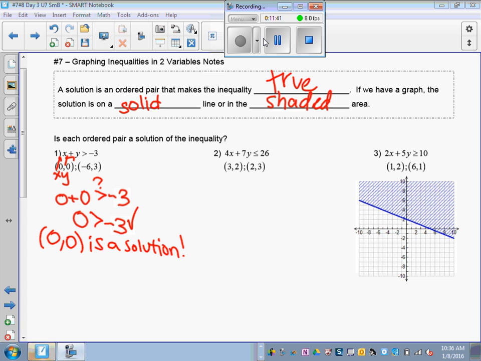We're just checking to see if it works in our inequality. Does it ask, is it a solution? So you check to see if it's a solution, you check to see if it works. All right, Joe, what do I do with the next one? -6 and 3. What do I do with this? Just gotta plug it in. Put in where? The X and the Y. And what's going in for x? -6.